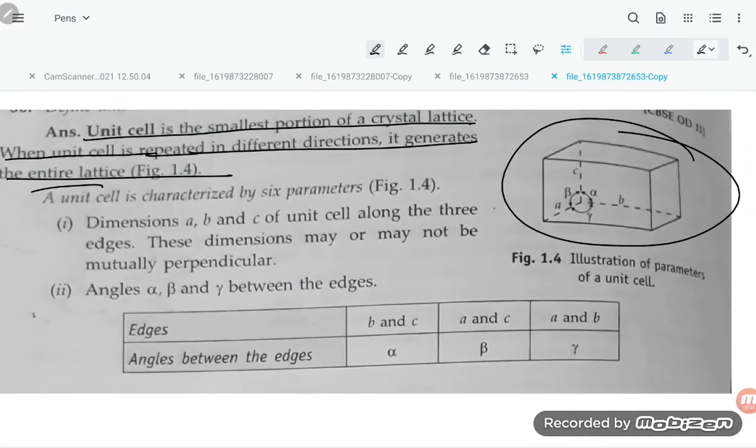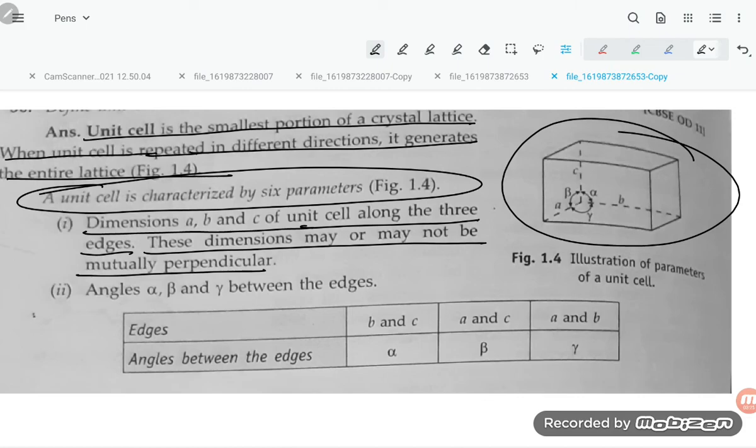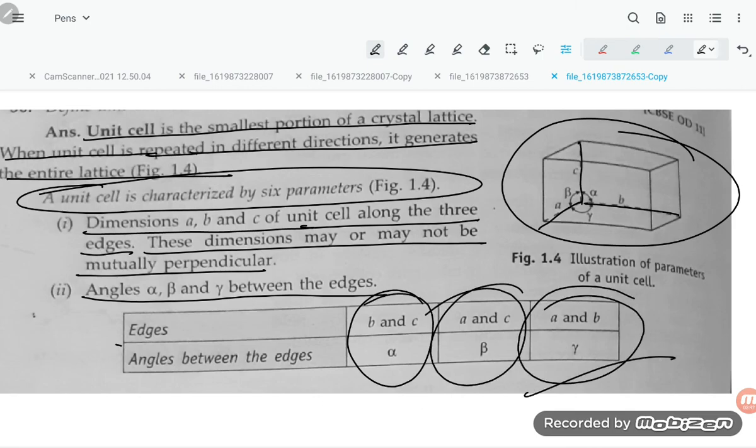That is the definition. A unit cell is characterized by 6 parameters. What are the 6? Dimensions a, b, c of the unit cell along the 3 edges. These dimensions may or may not be mutually perpendicular. So there are 3 dimensions: this is a, this is b, and this is c. Then the angles alpha, beta, gamma between the edges. The angle between b and c is alpha, between a and c is beta, and between a and b is gamma. So this is the characteristics of the unit cell.